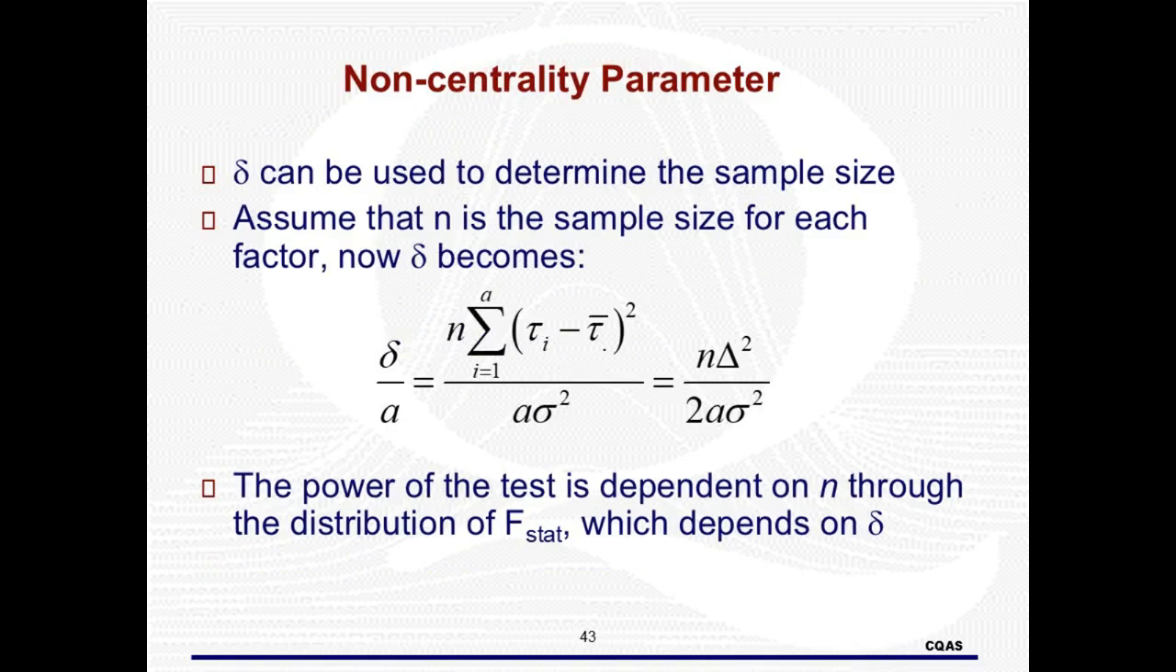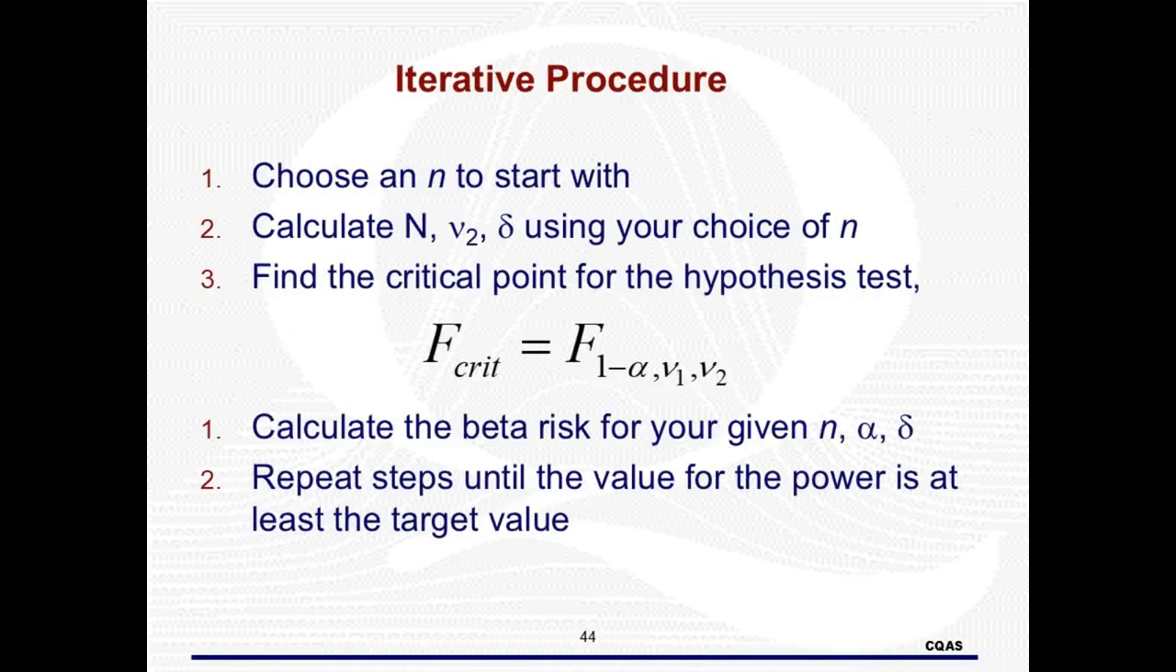Notice here that if the null is true, then the non-centrality parameter is 0, and the distribution of the test statistic is a central F. Only n, nu2, and delta are dependent on n. We can use this iterative process and continue to increase n until we find the desired target power value.